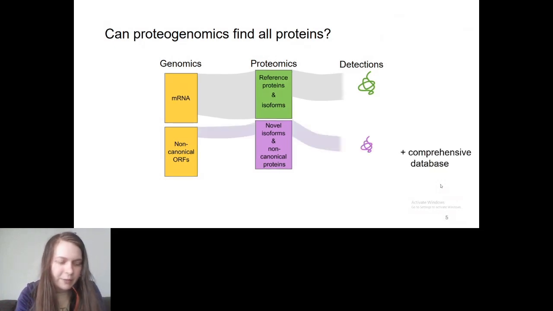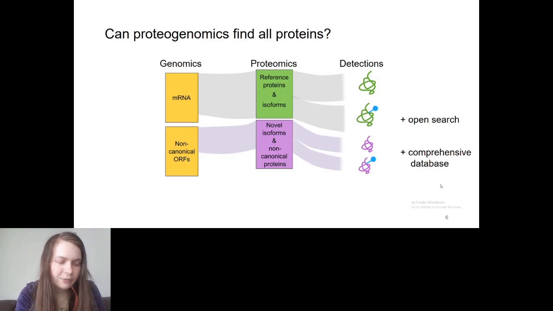But when we add a comprehensive database informed by proteogenomics, we identify a bit more proteins, like non-canonical ones, and you heard a good introduction about them from Nicolas' talk. And when we do open search, it allows us to cover the entire possibility of protein detections. This requires a robust analysis to achieve the lowest level of false positives.